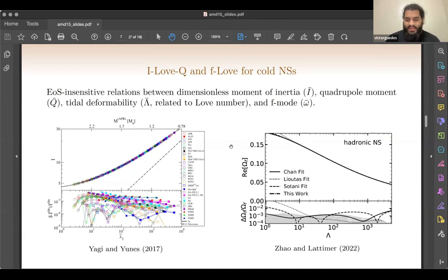So in this work, besides the F-love relation, which is the one that I'm showing here, which relates the F-mode and the tidal deformability of stars, of cold neutron stars in this case, I'm also interested in the I-Love-Q relation, which is one of the most well-studied universal relations that we have in the literature. This universal relation relates the moment of inertia, the quadrupole moment, and the tidal deformability of cold neutron stars in an EOS insensitive way, as we can see here. In both of these relations, we see that the fits are extremely accurate, and the EOS variability is around 1% or even less.